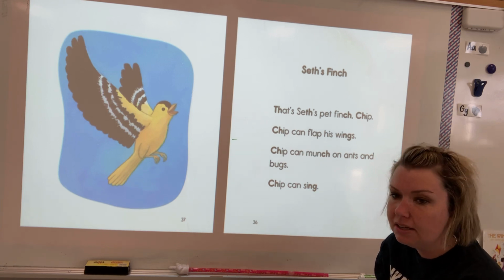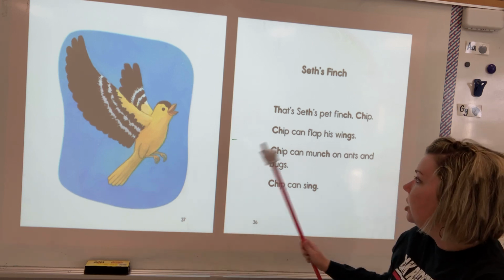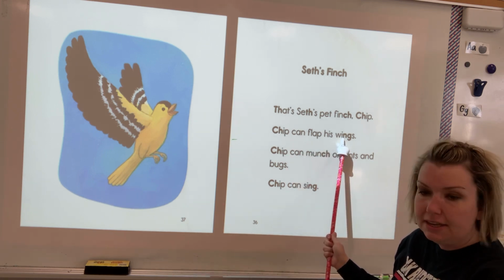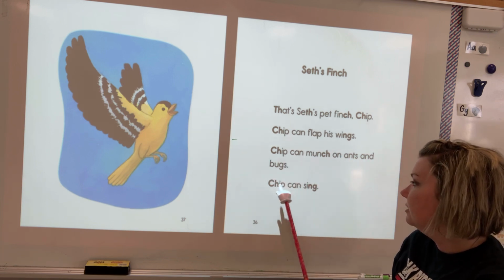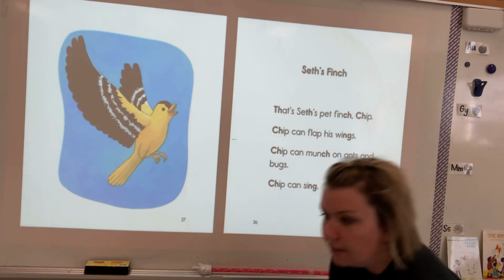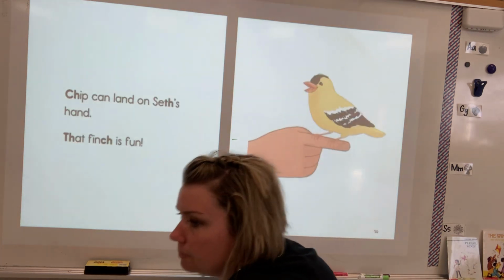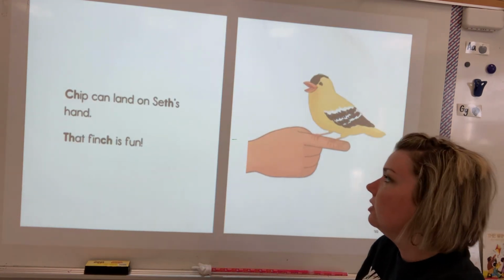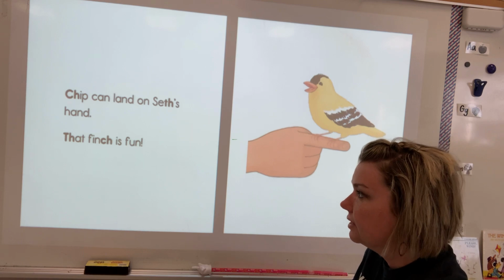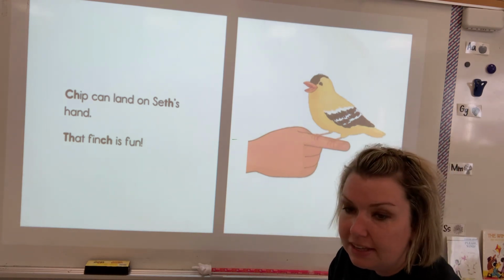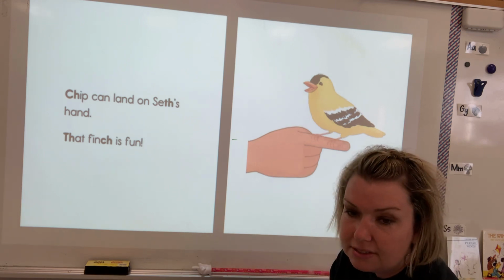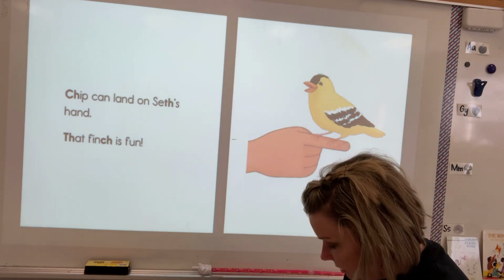Excellent. Thank you, Anya. Chip can flap his wings. He can munch on ants and bugs. Chip can sing. And if we turn to the next page, Chip can land on Seth's hand. He is also fun. And we can list those 2 pages as our evidence.